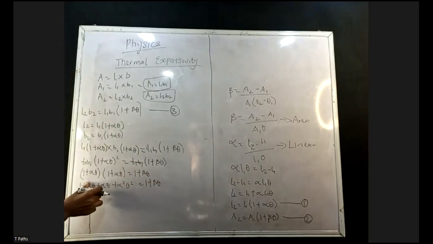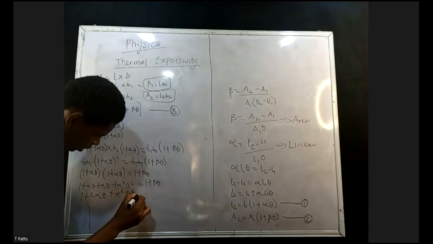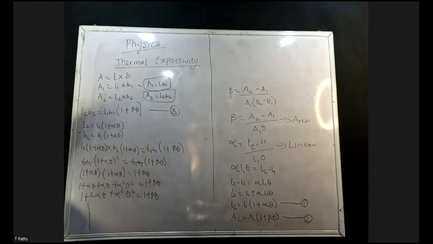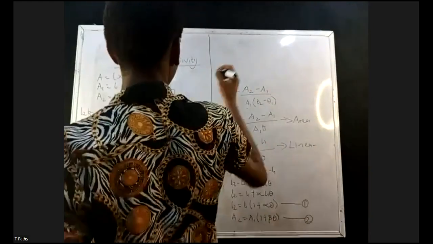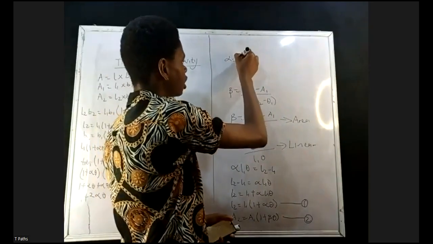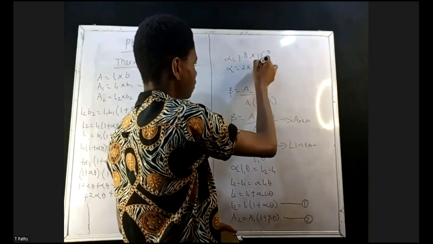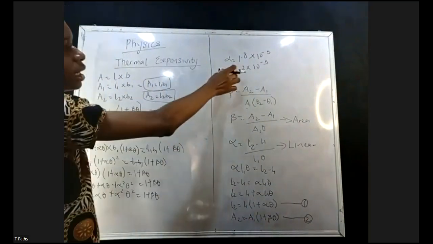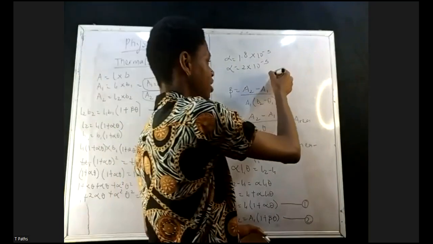So right now, what I'm going to do here is collect like terms. 1 plus 2 alpha theta. That's alpha theta plus alpha theta gives me 2 alpha theta, plus alpha squared theta squared equals 1 plus beta theta. So here, in this scenario, when you have linear expansivity, the value of most linear expansivity is also always a number raised to the power of -4. You can have the linear expansivity 1.8 times 10 to the power of -5, or the linear expansivity of the material as 2 times 10 to the power of -5. So now if you are squaring this, the value is very, very negligible.